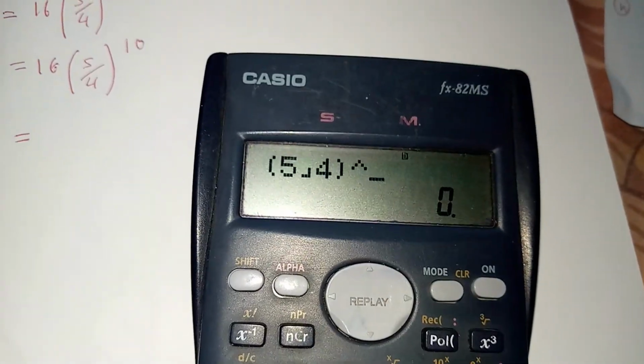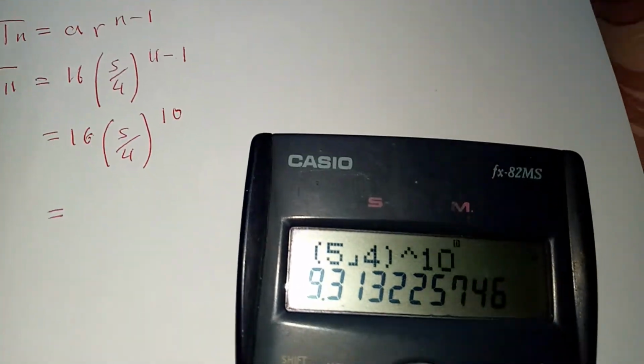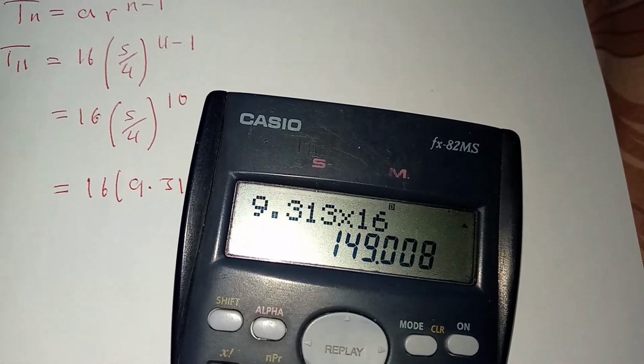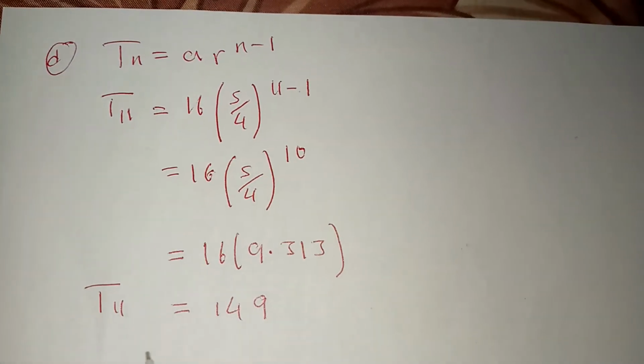Then this will be equal to, use your calculator to find 5 over 4 to the power 10. So just say open bracket, 5 divided by 4, you close your bracket there, then you say power 10. It is giving us 9.313. So we'll write 16 times 9.313 there, brackets, then you multiply this answer by 16. 9.313 times 16 gives you 149 as the answer. So this will be 149 as the 11th term.